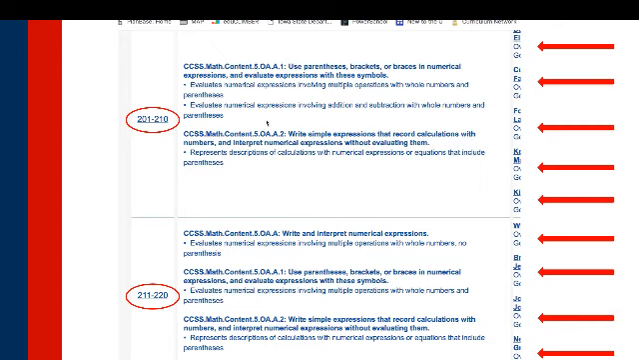So for example, in this one, you're looking at uses parentheses, brackets, and braces in numerical expressions. You can see what these students are ready to do compared to what these students are ready to do. These students up here might still need some additional support with addition and subtraction with whole numbers and parentheses that these students down here don't need. So really start with the units first, then dive into what this report might tell you about prerequisite skills students might need for that instruction.